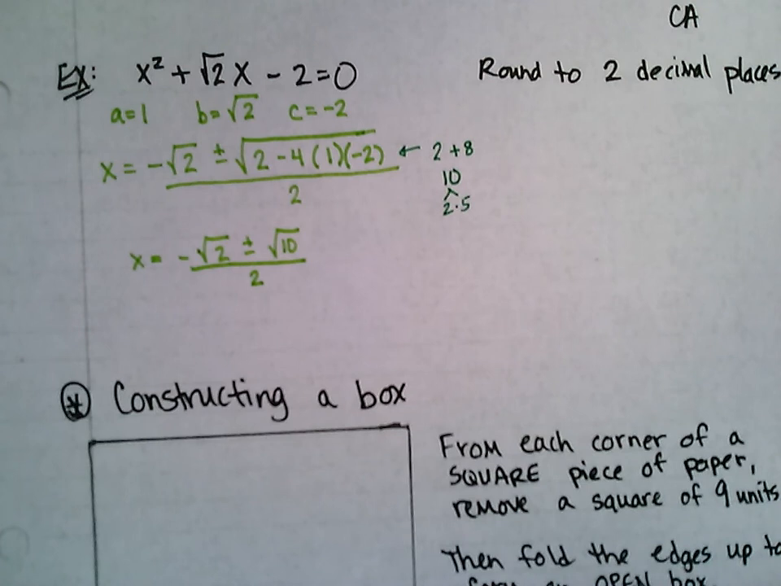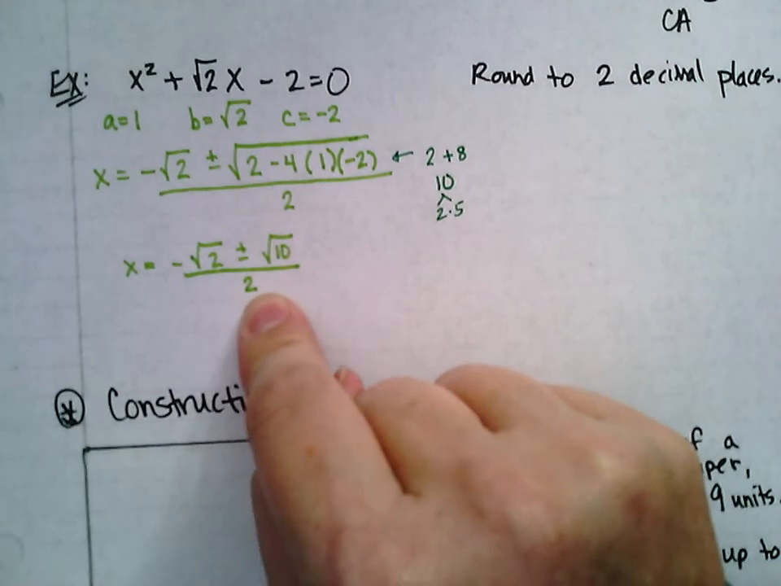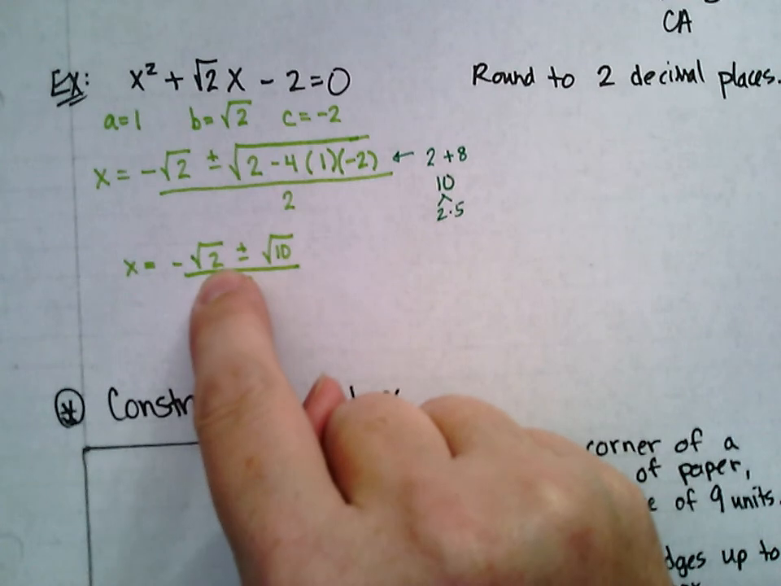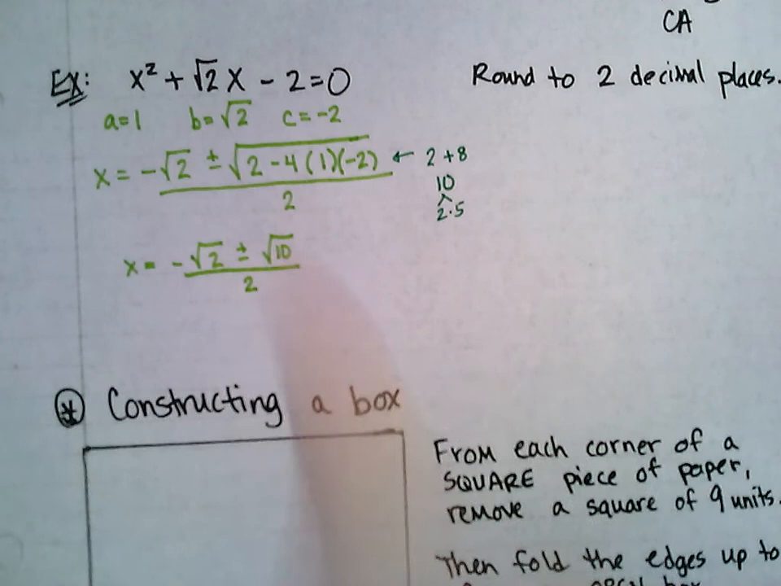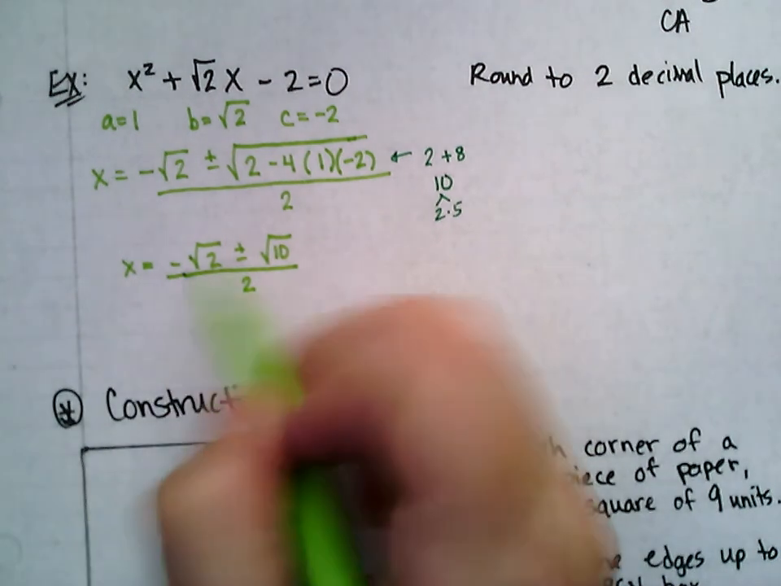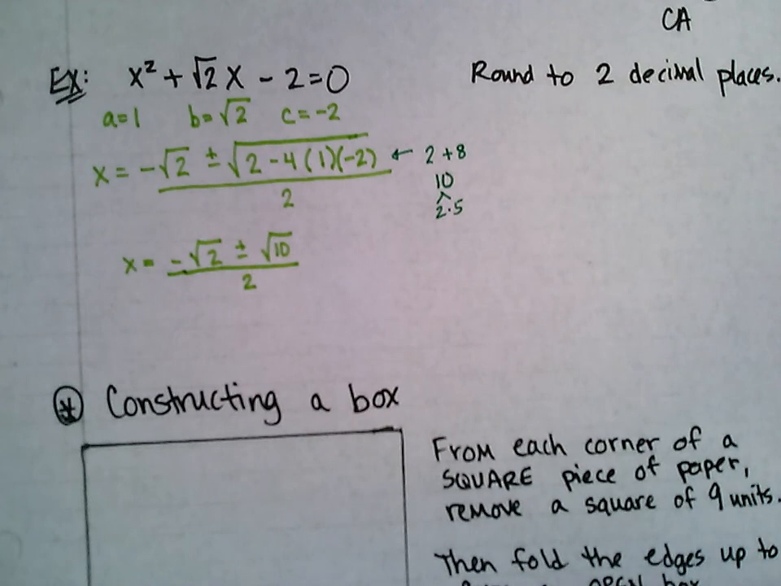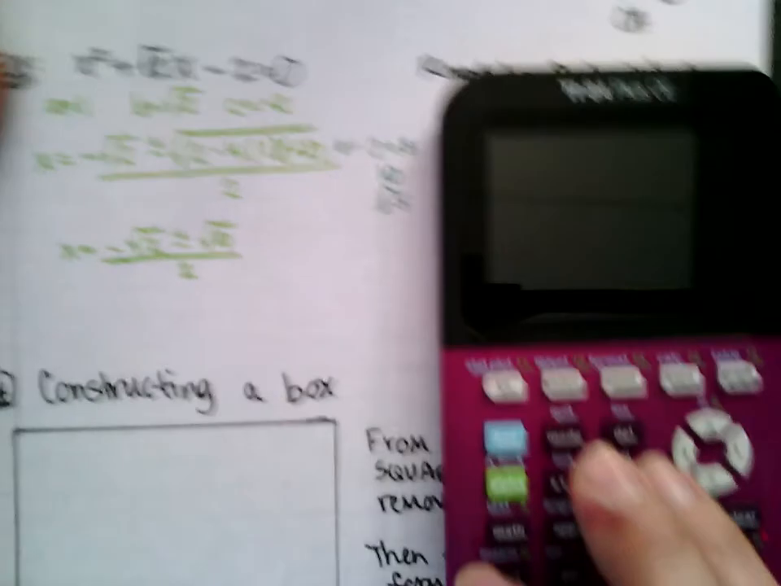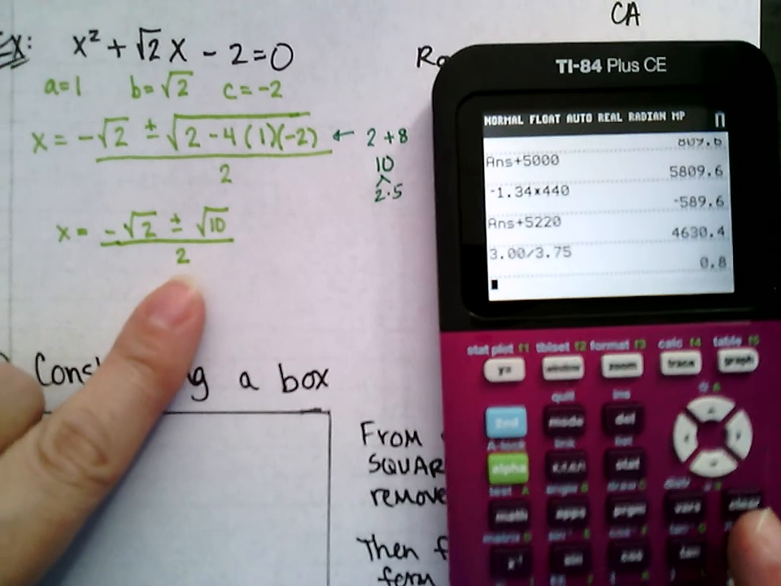Don't be tempted to simplify anything here. This 2 that's outside of a radical cannot simplify with this 2 that's inside the radical, or this 10 that's inside a radical. You'd need to be looking for the numbers, the coefficients out in front of those radicals. So that can't simplify. What we do need to do, however, is get our graphing calculator, or whatever you're using for your calculator, and type this in.